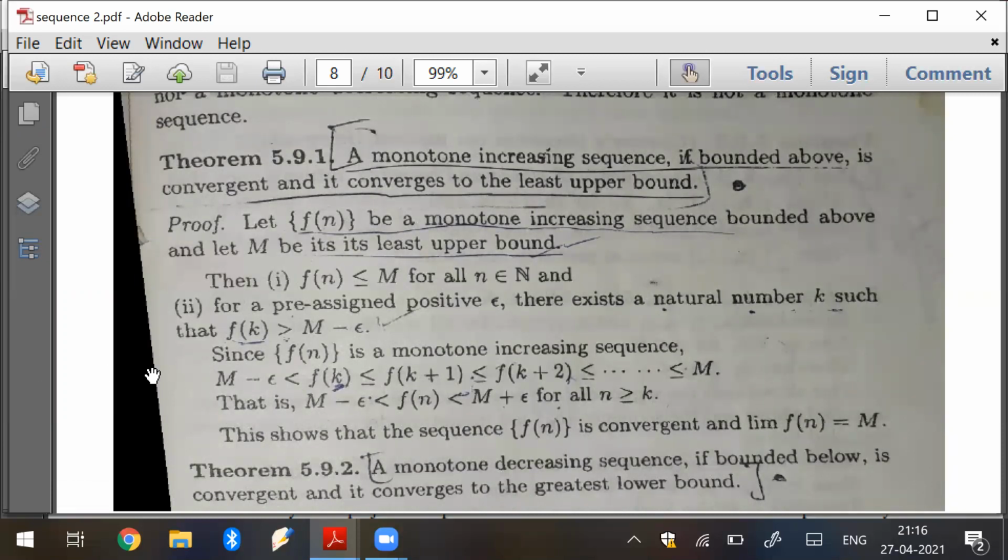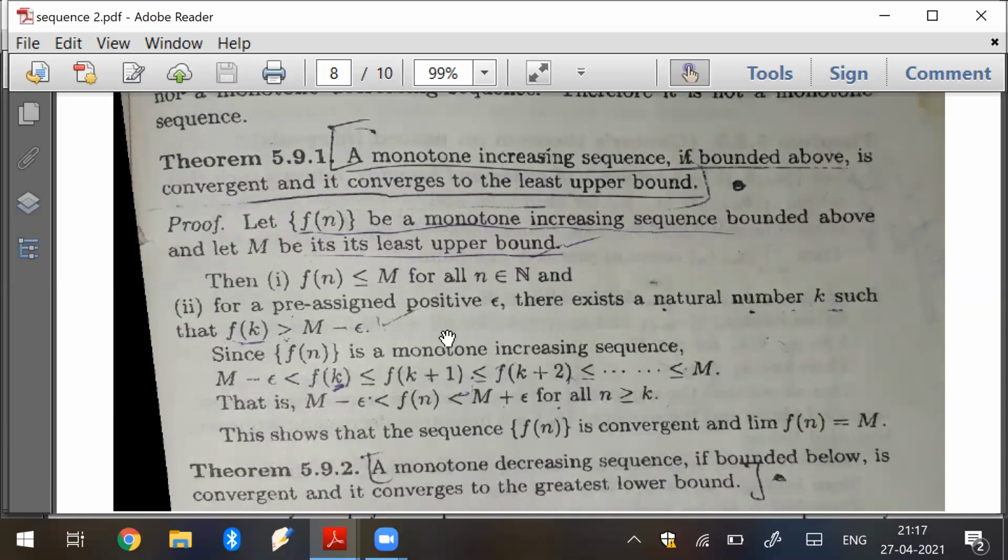So in general I can write, because this is going on continuing, for any n greater than or equal to k, M minus epsilon is less than f n, which is less than M, and M is again less than M plus epsilon, because epsilon is a positive quantity. So M minus epsilon is less than f n is less than M plus epsilon for any n greater than or equal to k. This means f n is satisfying the definition of convergence, converging towards what? Towards M. That is what was claimed.